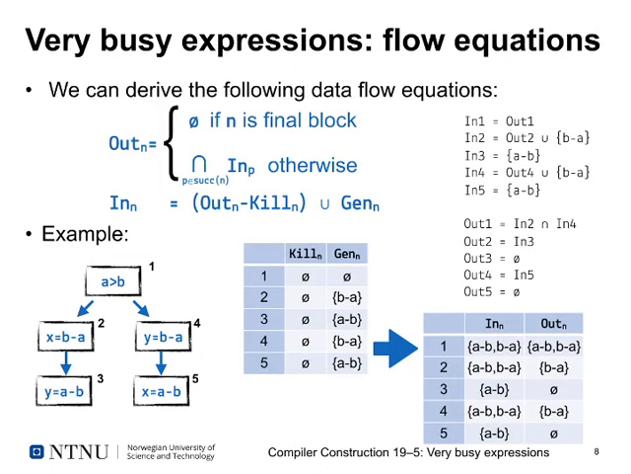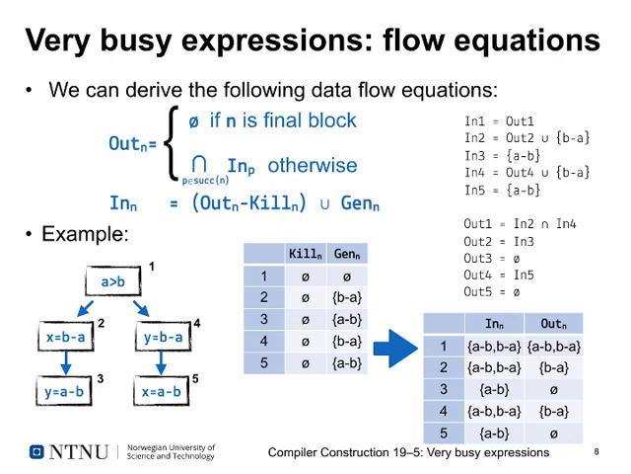And of course, we again have flow equations for our very busy expressions. So we can define our out and in sets. Our out sets are the intersection of the in sets of all the successor program points p of our program point n we're looking at. So again, what are we generating? What is used in successor blocks, or the empty set if it's the final block. And our in set is the out set minus the kill set joined with the gen set.